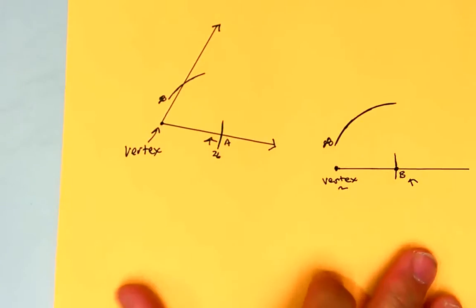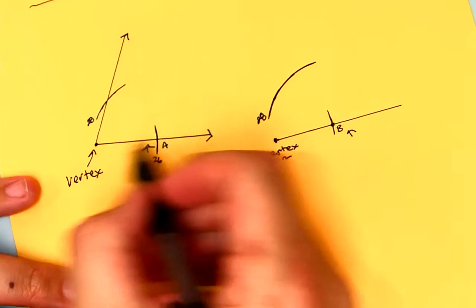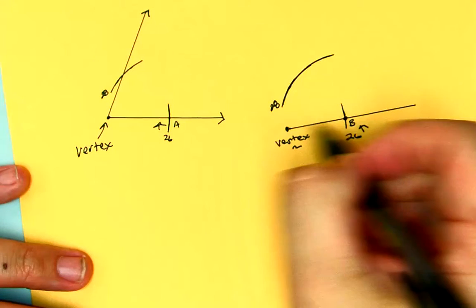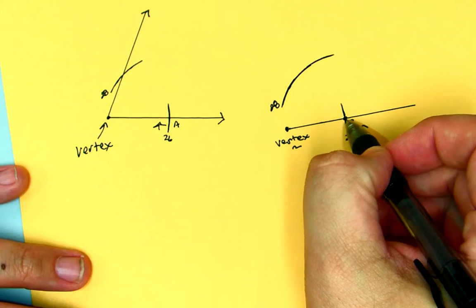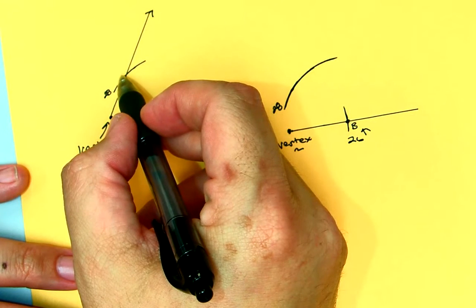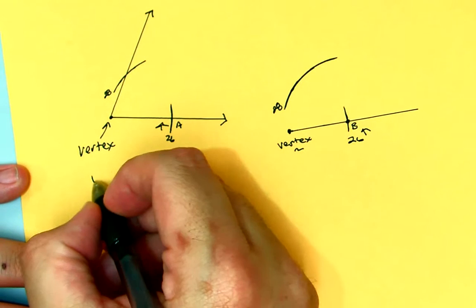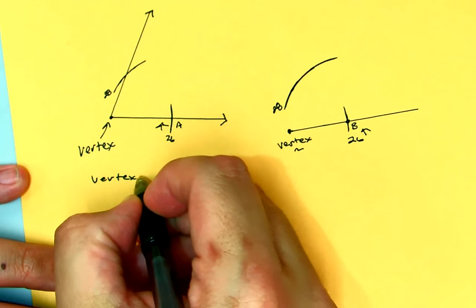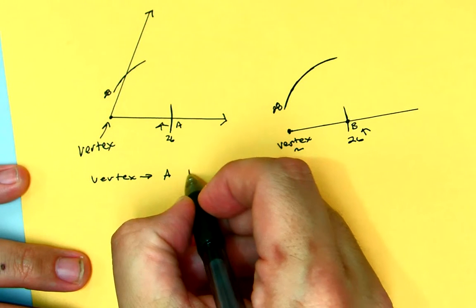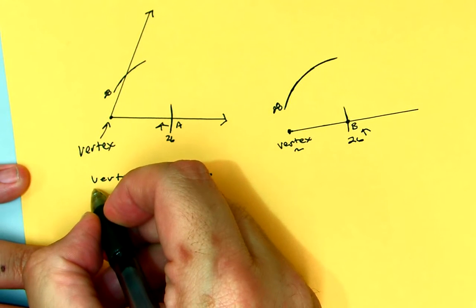Now, this is the key. I used a 26 to find the point A on this side, and I used the 26 to find the point B on this side. I used the 28 from A to the opposite side, and so I used the 28 from B. So from vertex to A, I used a 26. So it was a number 26.